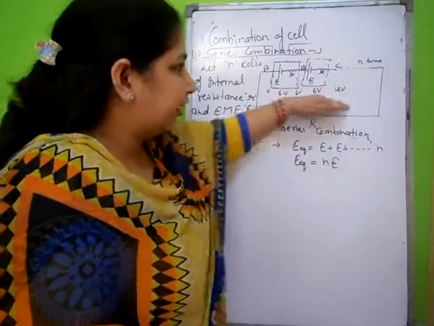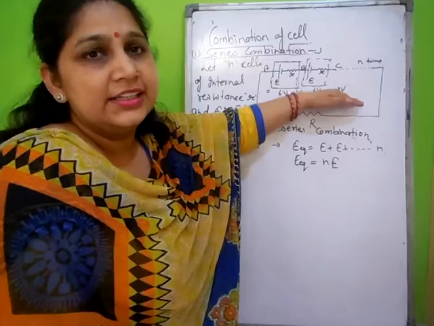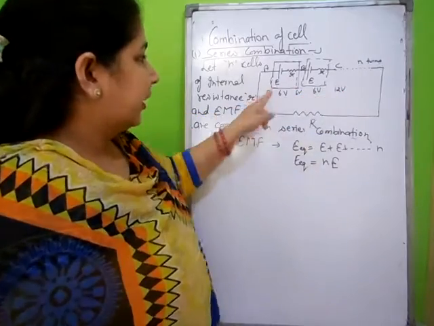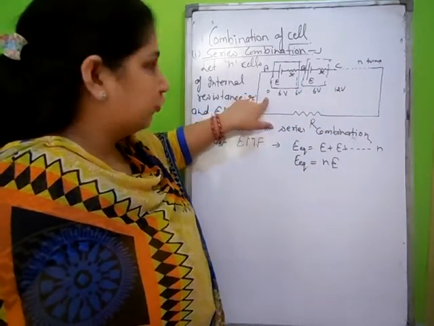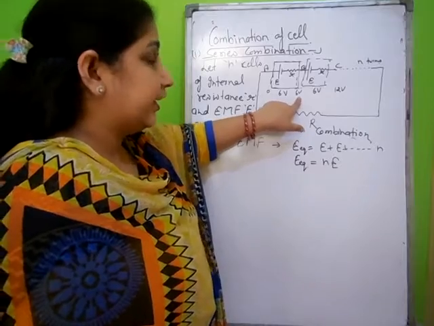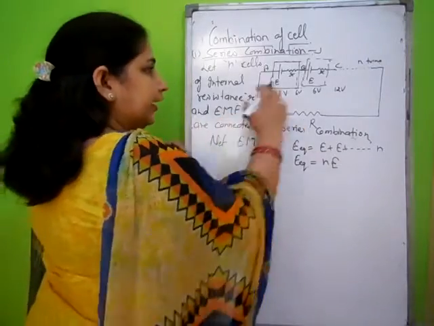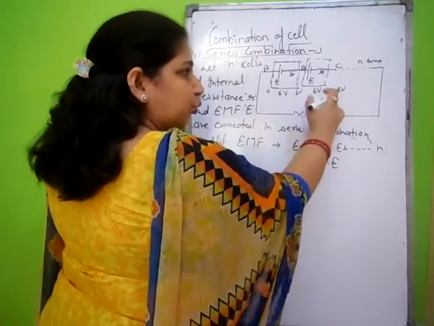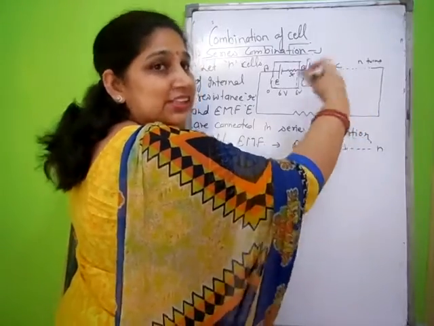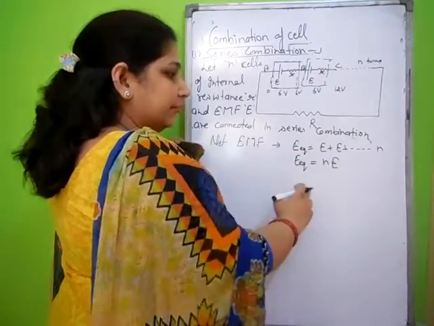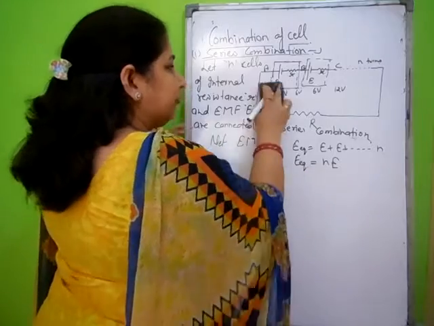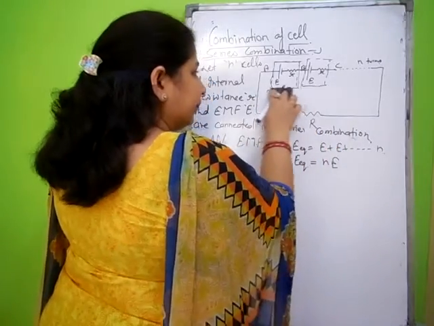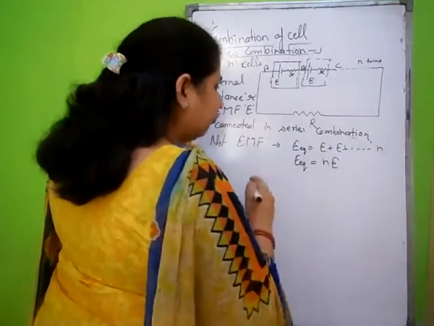Then we have nE. The total EMF included in this circuit is nE. Got it? As the first end is at 0 volt, the next end is at E volt, the next end is at 2E, the next at 3E, and up to n it is nE. The total EMF will be nE. Got it? Now what we have?